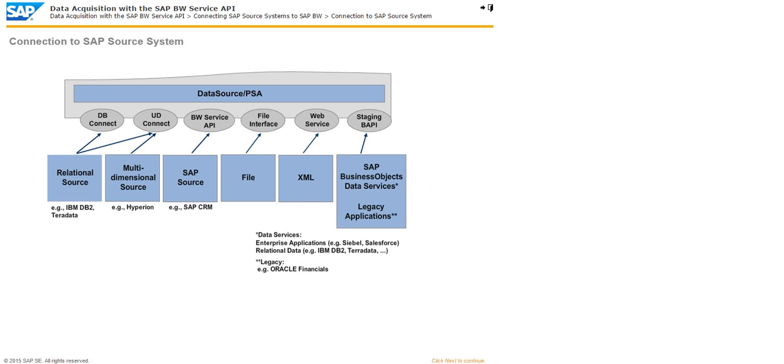SAP UDC or Universal Data Connector System. Relational or multi-dimensional sources that are connected to SAP BW using UD Connect. Web Service System. Web services that transfer data to SAP BW by means of a push. External system. Non-SAP systems for which data and metadata is transferred using staging BAPIs.